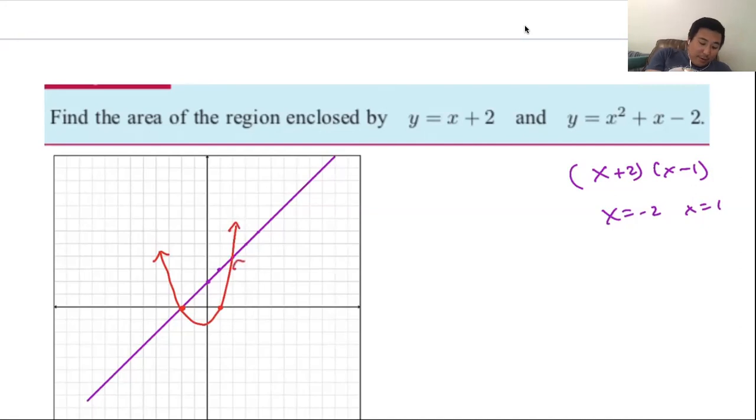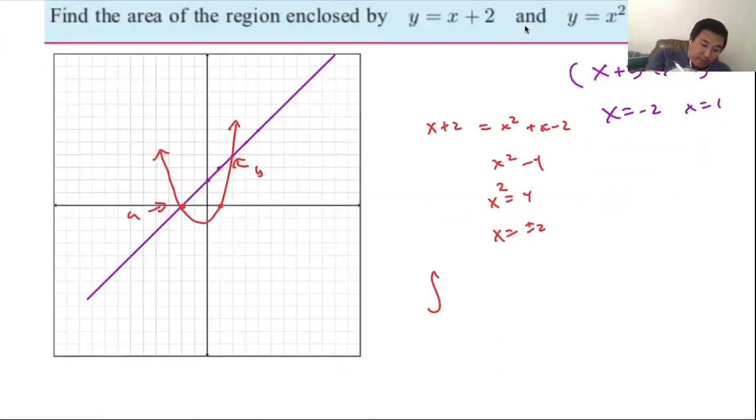I actually don't know if that's the right spot. The way I'm going to do that is x plus 2 equals x squared plus x minus 2, so x squared minus 4, x squared equals 4, x equals plus or minus 2. So it did work out. So this is b and this is a.